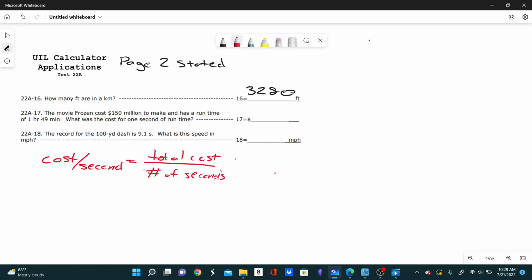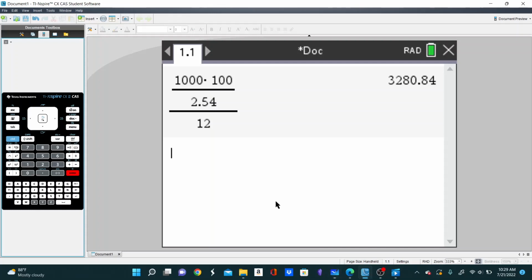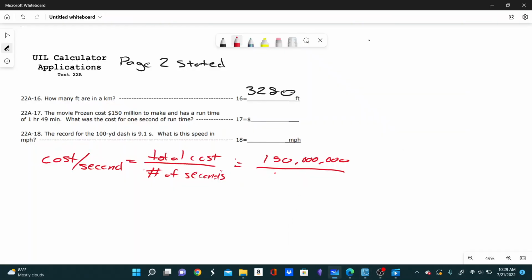So let's see, the total cost, 150 million. So 150 and then 6 zeros. And then the number of seconds, so 1 hour and 49 minutes to seconds. So 1 hour is 60 minutes, plus the 49 minutes is 109 minutes. Then to convert that to seconds, you just multiply by 60. So it's going to be 6,540 seconds. So then to find the cost per second, you just take 150 million divided by 6,540.